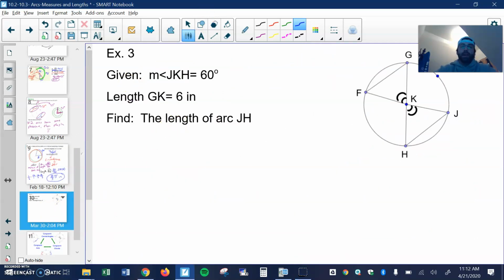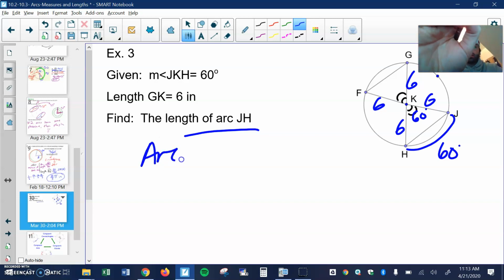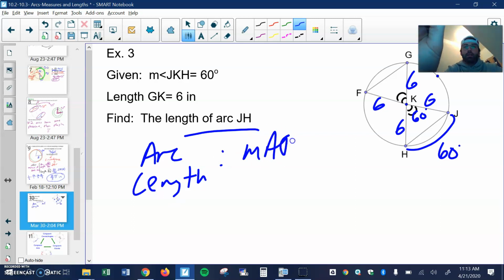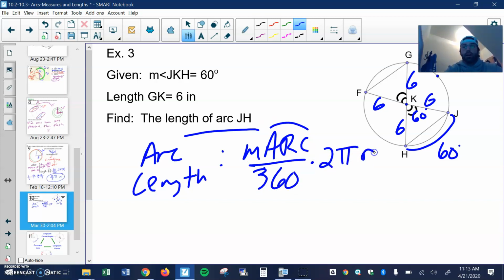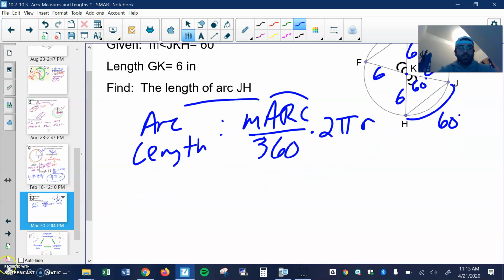Again, this wants me to find the length of arc JH. I know that angle JKH is 60. If this angle is 60, then the arc is 60. GK is 6, and GK is the radius, so these are all 6. To find the arc length, I do the measure of my arc, mark over 360 times 2 pi r. I'm going to pause here and have you fill that in, at least set it up, and see how you do.